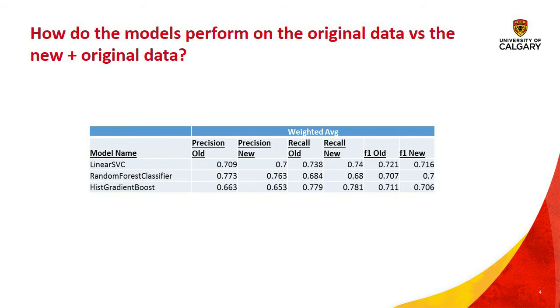And as can be seen, whether it's the precision, recall, or the F1 score, they only drop slightly when additional data are added. For example, with the linear SVC, the precision dropped from 0.709 to 0.7. And they do not actually affect the order of the performance ranking of these models. So with regards to the F1 score, the linear SVC is still the best performer among those 3.